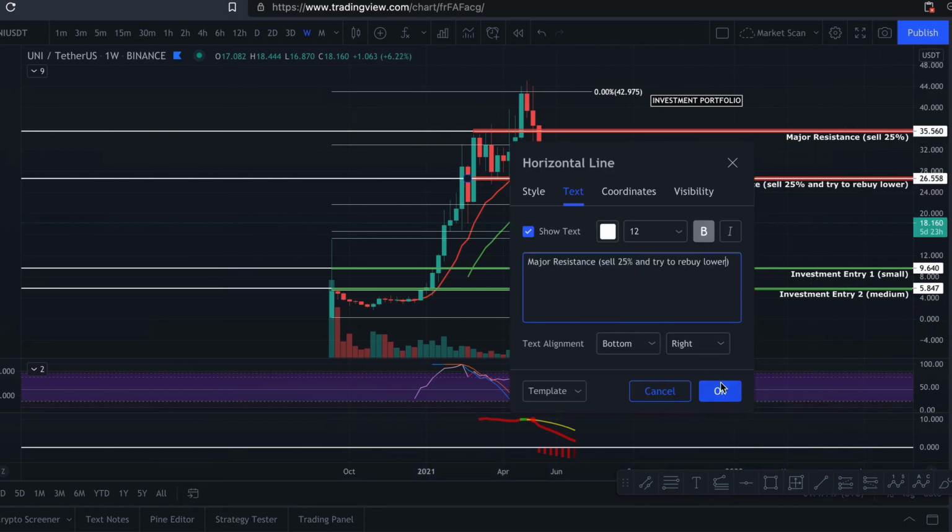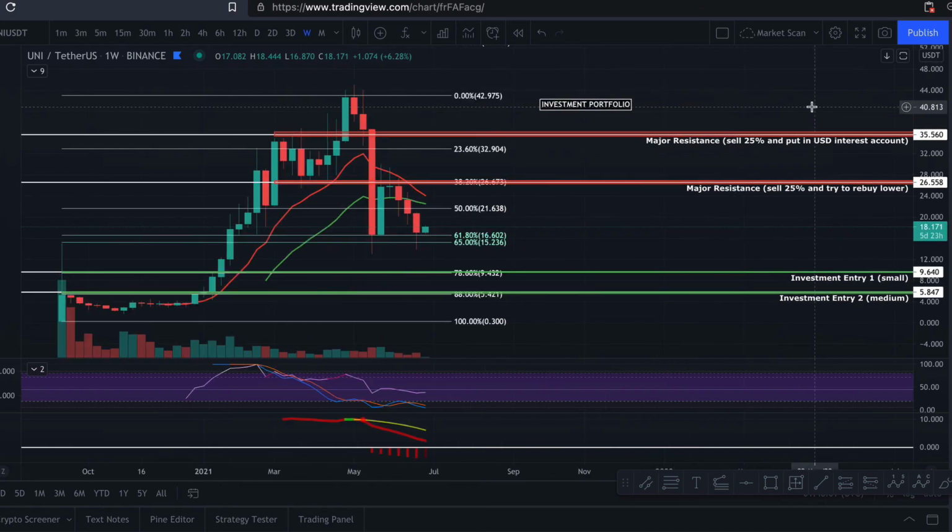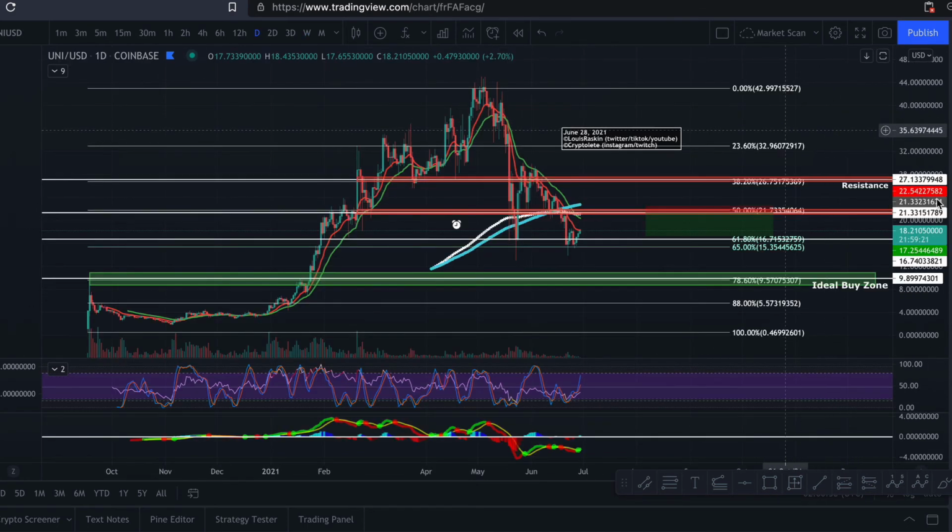Try to rebuy lower. All right, I think this is a good one. Let me make sure that I have Uni in here. Okay, so I got Uni in here.